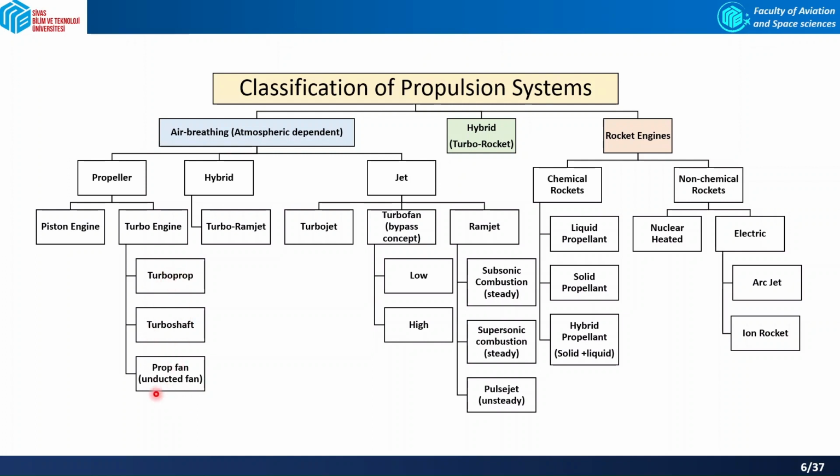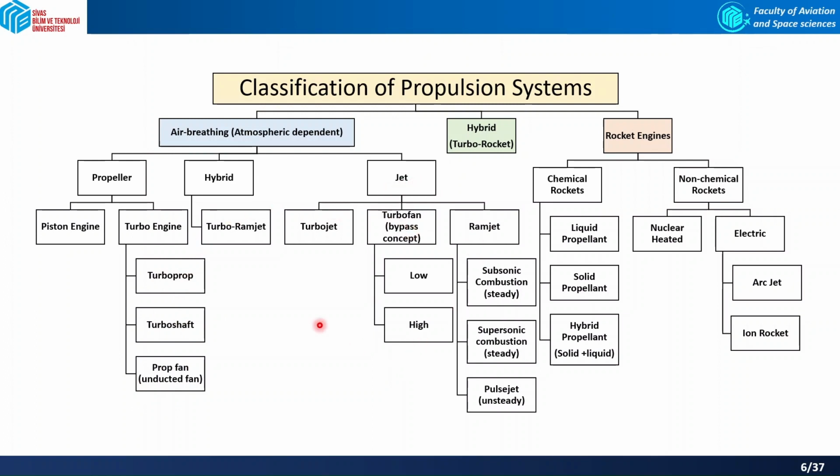So these are all gas generators like jet engines, but the exhaust of the engine is not important to us. What is important is the rotation of the shaft that is provided by the jet engine, and this rotation actually rotates the propeller, and this propeller actually makes the propulsion for us.